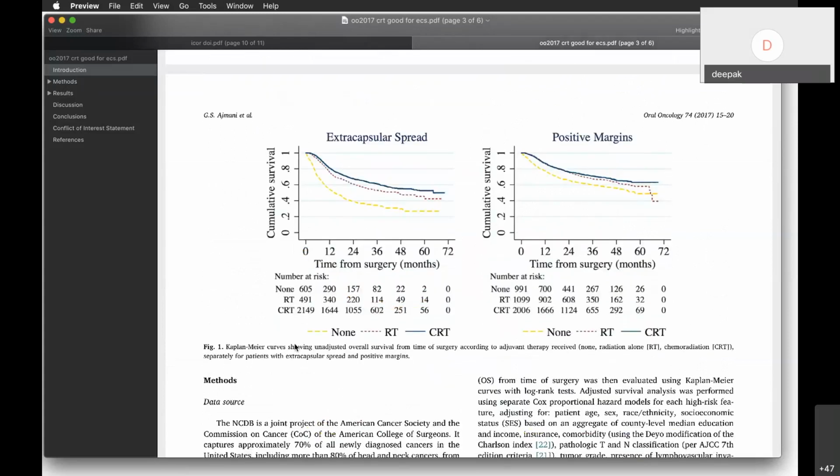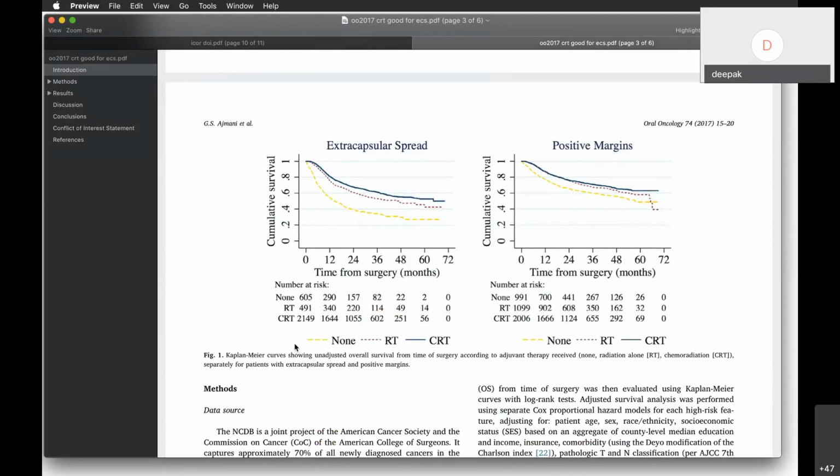Now, if you look at the Kaplan-Meier curves, the Kaplan-Meier curve is a diagrammatic representation of the outcome based on a variable. The x-axis is survival, the y-axis is from time of surgery. The dotted line is patients who received RT, the straight line is patients who received chemoradiation, and the dotted yellow line is patients who have not received any adjuvant treatment. You can find that patients who have received chemoradiation have better overall survival than patients who have received RT or no treatment at all.